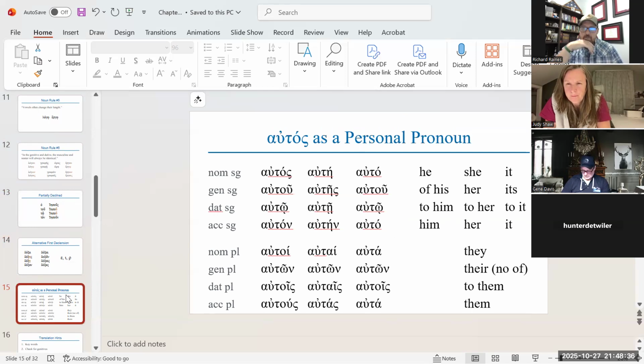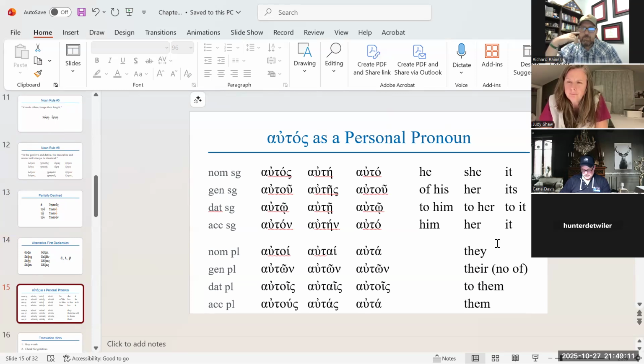These are the personal pronouns. He, she, it, that would be the nominative. Of his, of her, of its would be the genitive. To him, to her, to it would be the dative. Him, her, it would be the accusative. The plural, it's all they, right? They, their. There's no of in the plural. It's not of their, it's just their. Their in English is possessive.